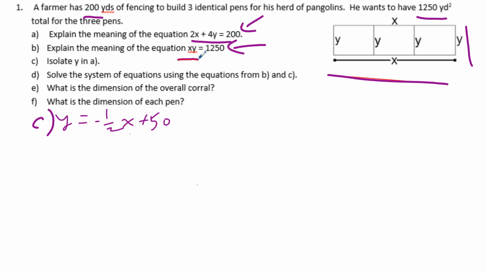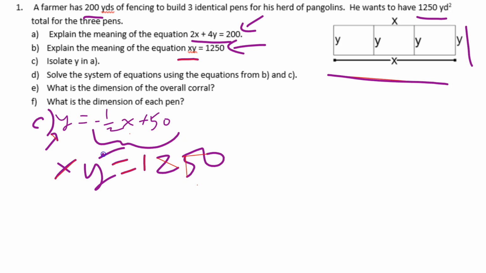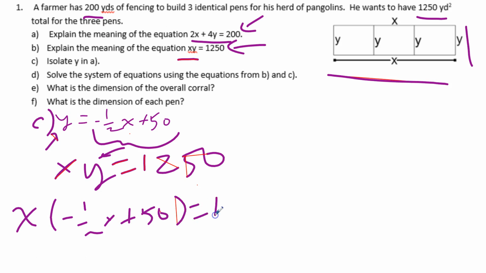Okay, well, to use substitution, I had to get the letter y alone in one of the equations, and I got the y alone in part C. And now by doing that, I'm going to take the y in the second equation, part B, the x times y equals 1,250. And now I can substitute this expression right here in for this y on this side, correct? So if I did that, I would get the equation x times negative 1/2 x plus 50 equals 1,250, right? Now, as you can see, I've created a single equation with just the letter x in it. I know I can solve.